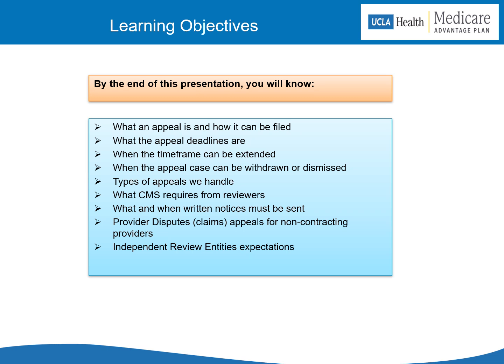By the end of this presentation, you will know what an appeal is and how it can be filed, what the appeal deadlines are, when the timeframe can be extended for an appeal, when the appeal case can be withdrawn or dismissed, the types of appeals we handle, what CMS requires from the reviewers, what and when written notices must be sent, provider disputes, also known as claim appeals for non-contracting providers, independent review entities, and their expectations.